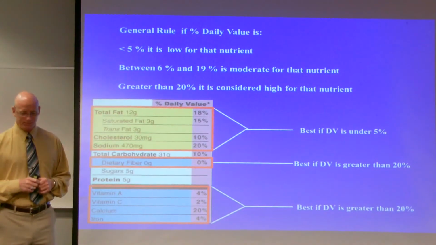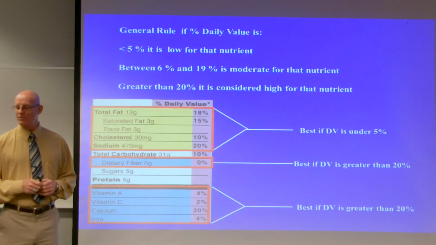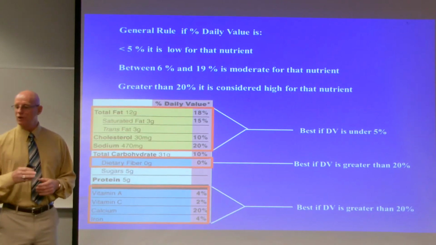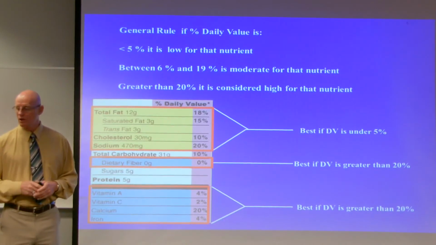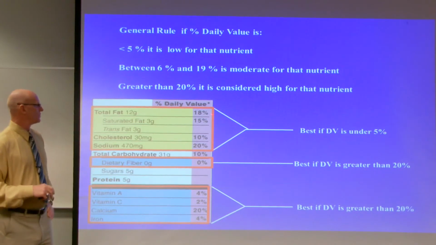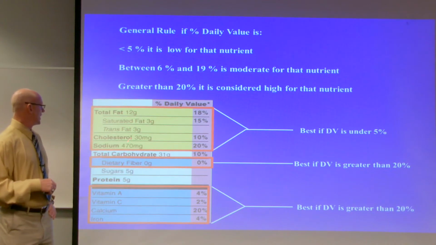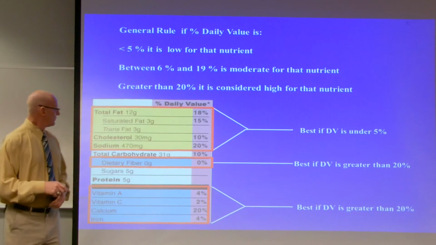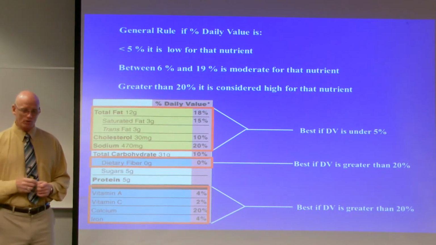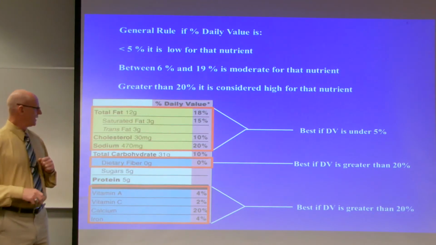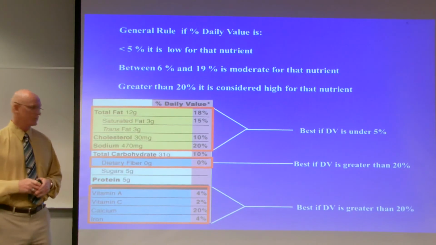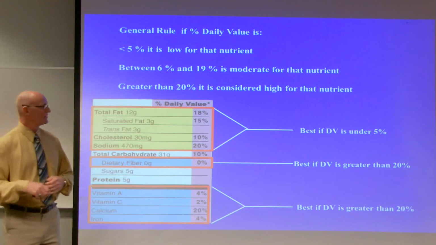Okay, the general rule with these nutrition food labels is if it's less than 5%, it is low for that nutrient. If it is between 6 and 19%, it is moderate for that nutrient. If it's greater than 20%, it is considered high for that nutrient. So you want to limit the fat, and it is best if this daily value is under 5% for total fat, saturated fat, trans fat, cholesterol, and even sodium. For dietary fiber, it's best if it is greater than 20% because it is a high source for that nutrient. You want to consume a low source for the nutrients that you want to limit, and you want to consume greater than 20% for the nutrients that you're trying to get through nutrient-dense foods, such as vitamin A, C, calcium, and iron. You want that to be greater than 20%.